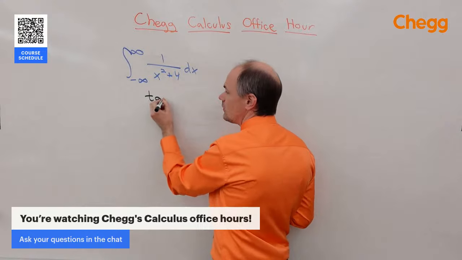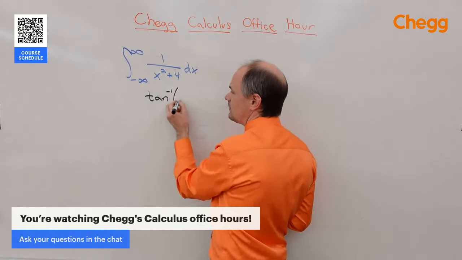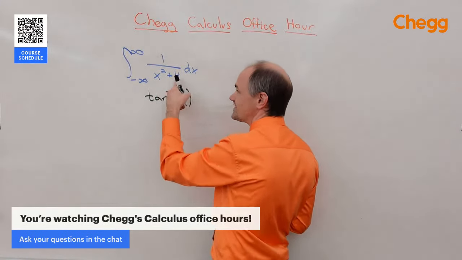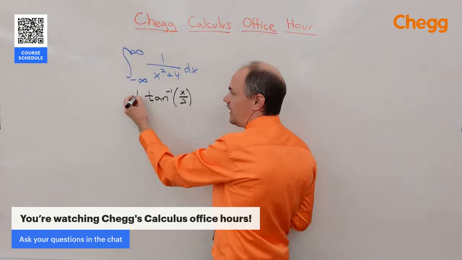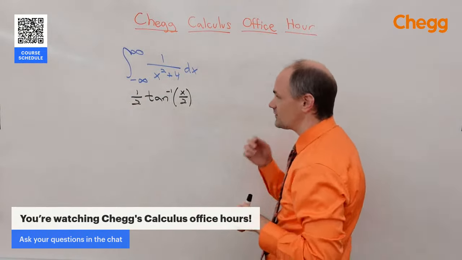Anyways, we're integrating from negative infinity to infinity of this expression. This expression, you should notice, is the tangent inverse of x over 2. It's the square root of the 4. And then we have to divide by that square root as well.